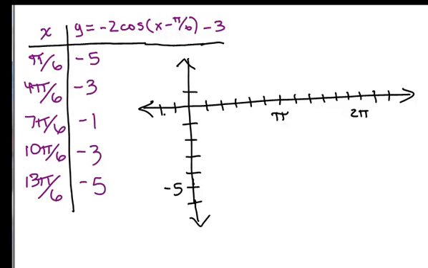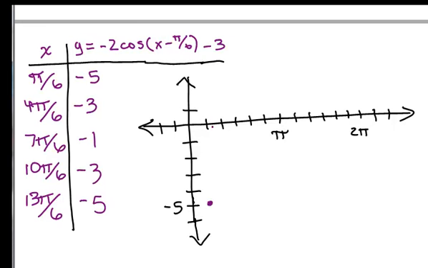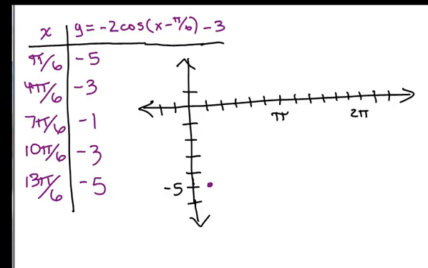Okay, so let's go for it. We've got pi over 6, negative 5. So we go over 1 pi over 6, down negative 5. That's our starting point. Notice it's going to start down because of this negative 2, and then it comes up, right? All right, so we have 4 pi over 6, negative 3. So 1, 2, 3, 4 pi over 6, and then we go down negative 3, about right here. Then we got 7 pi over 6, negative 1. So that's 4, 5, 6, 7. We're up here. So that's going to be our peak, right?